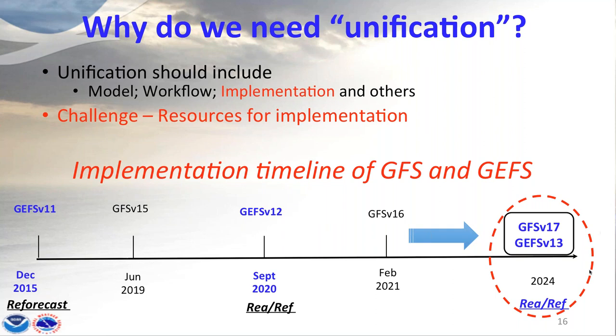So anyway, everybody here is faced with these challenges. So the next one, GFS version 6.17 and GFS version 13, will unify by Q2 of 2024. And also the ensemble version 6.13 will include RealNS and reforecast, which you already mentioned.